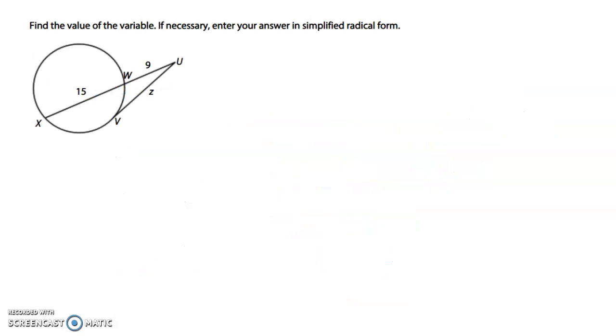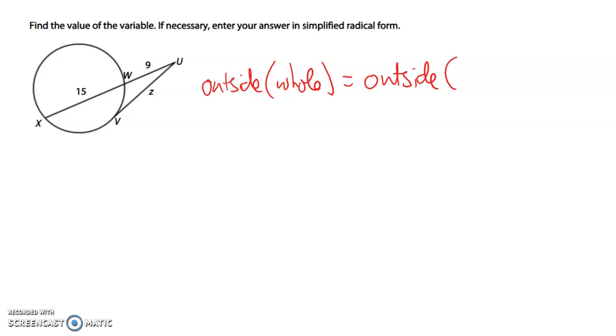If we have a secant and a tangent that intersect, the same idea kind of applies here. You're still going to take the outside portion times the whole thing and set that equal to the outside times the whole thing of the other line. Okay, so let's take a look at this tangent UV.